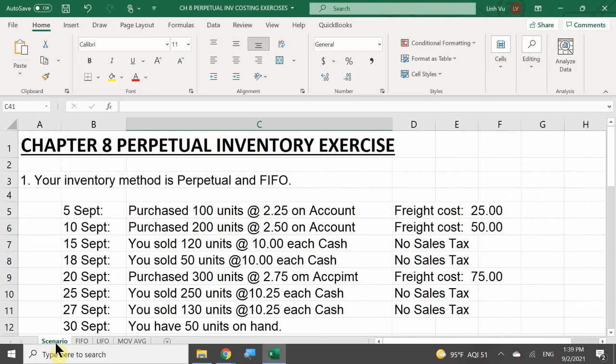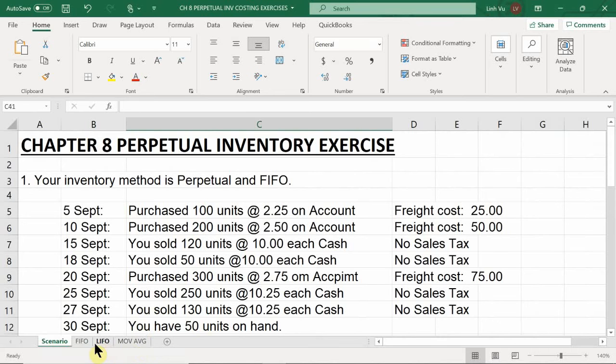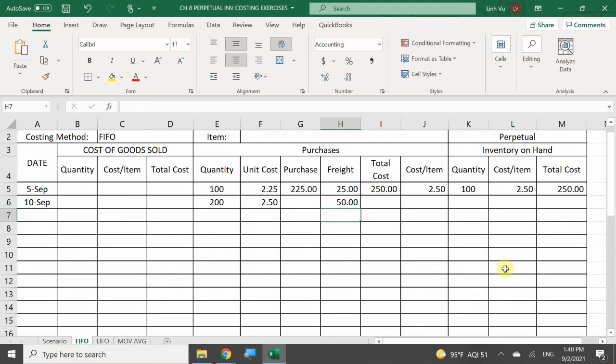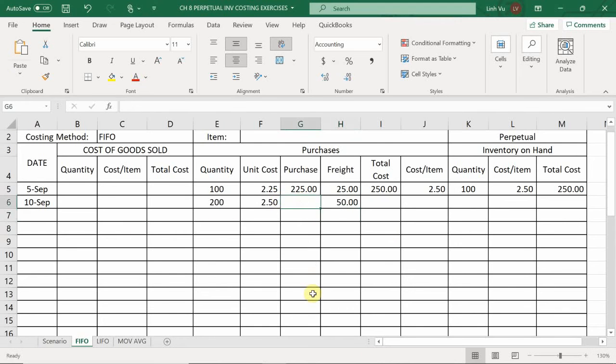Then on September 10, we end up purchasing another 200 units at $2.50 with the freight costing $50. So it is September 10. We bought 200 at $2.50 with a freight of $50. So what is my total purchase price here? 625. Okay, so that's total cost.